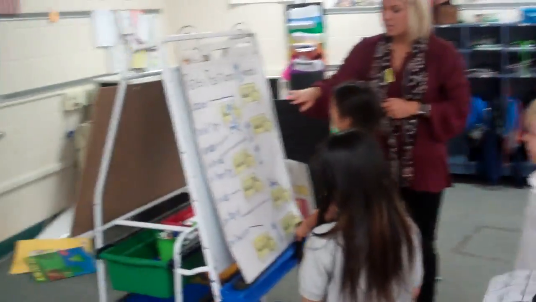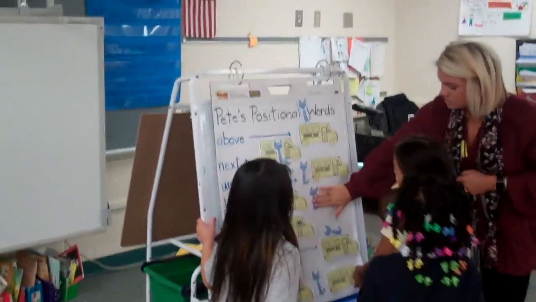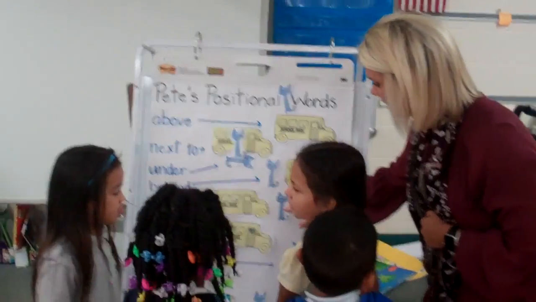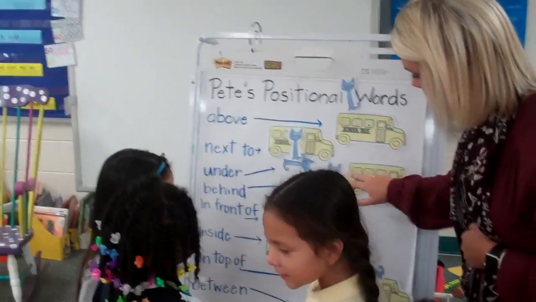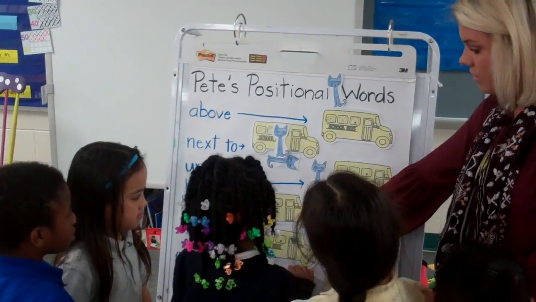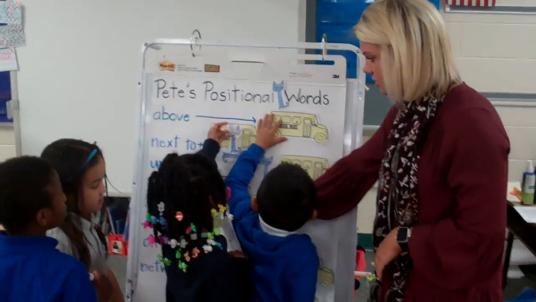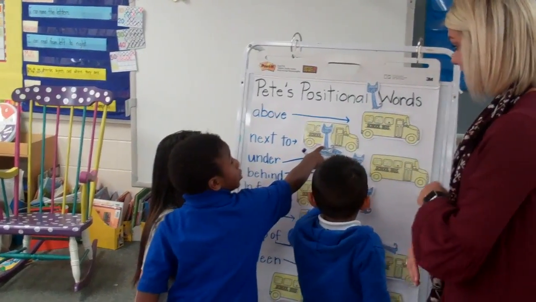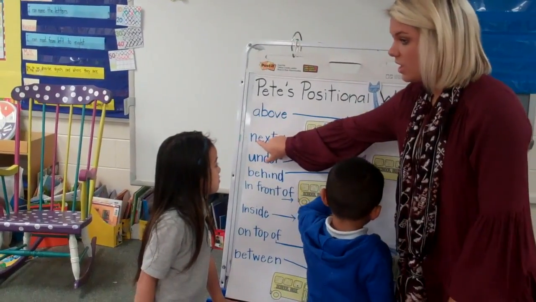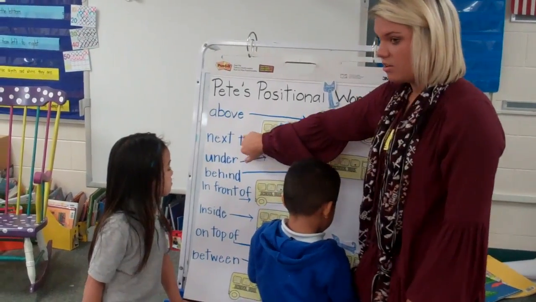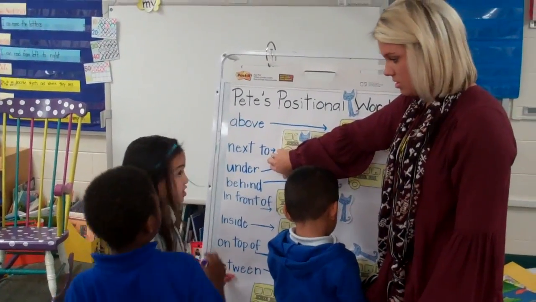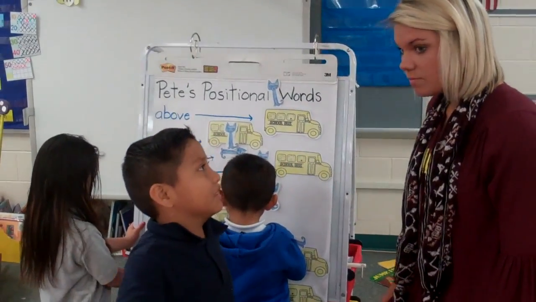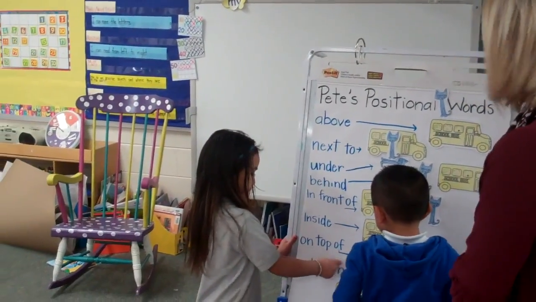All right, India. We said that this was in front of the bus, right? Here's Pete. And we said that this is behind the bus, right? He's behind, then he's in front of. What did we say was next to? Right. Good job. That's next to. See? Look around. Next to, or beside. Right here. Yep.